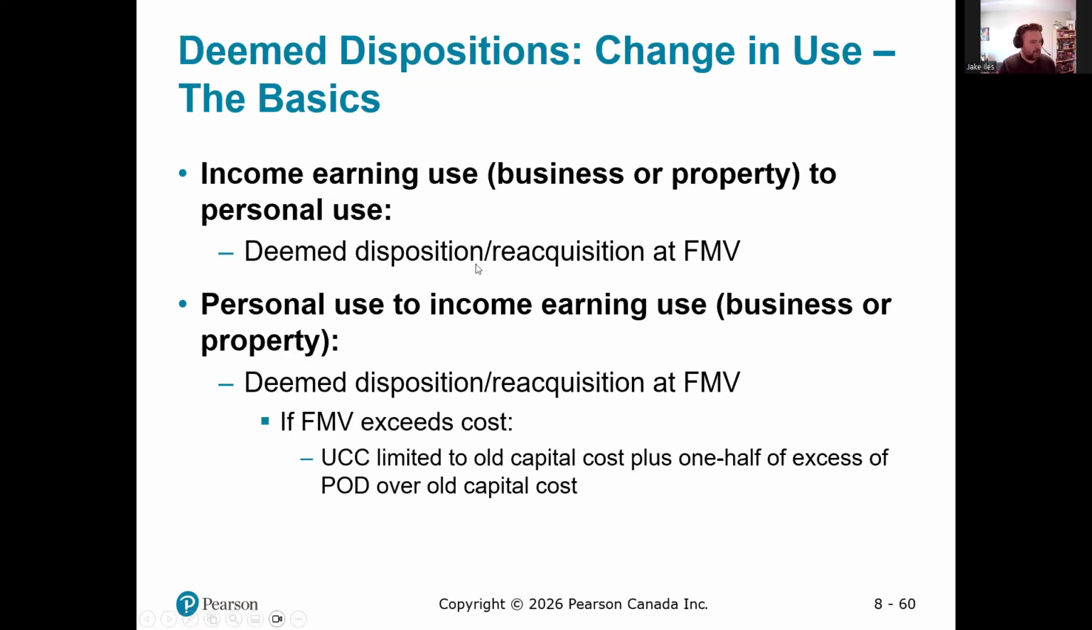I don't want to go through all of the different ones. I mentioned personal use to income earning use. If fair market value exceeds cost, the UCC is limited to the old capital cost plus 1/2 of the excess. We're not going to throw that complicated of an equation at you. The most important thing to know is just that the fair market value is used to determine the new cost base.